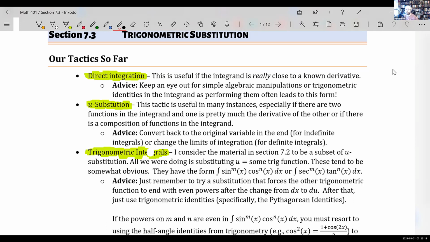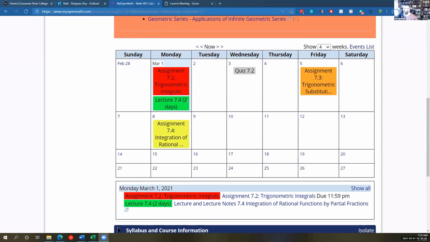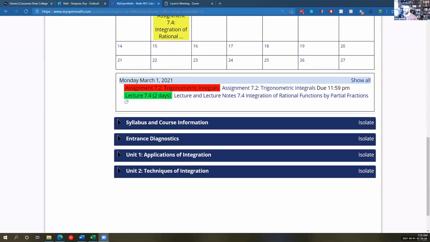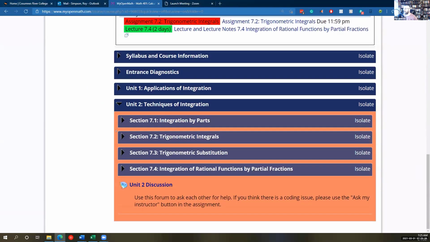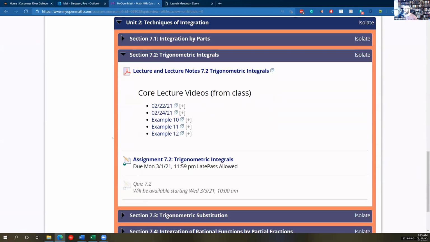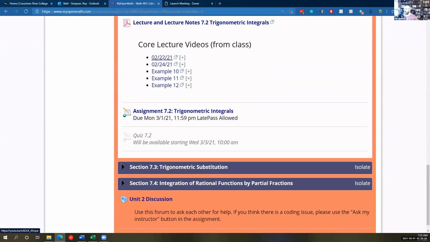If you go to our My Open Math website, and go down to, let's say, our second unit of material, and then maybe into the 7.2 folder, you'll see that I have the recordings of my lectures on these dates, but I also have 3 extra examples that I just couldn't get to during class time.